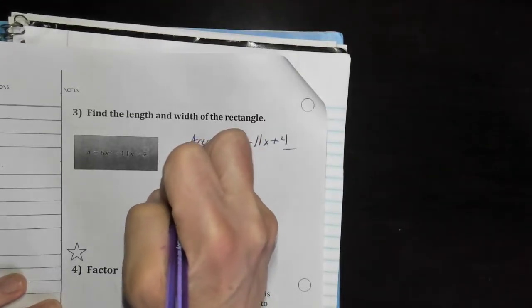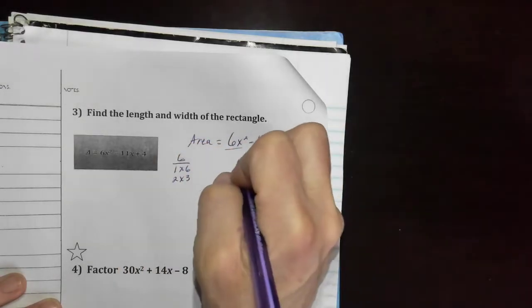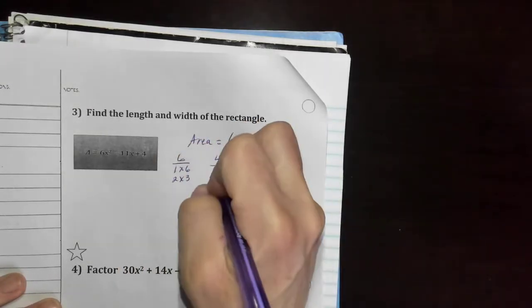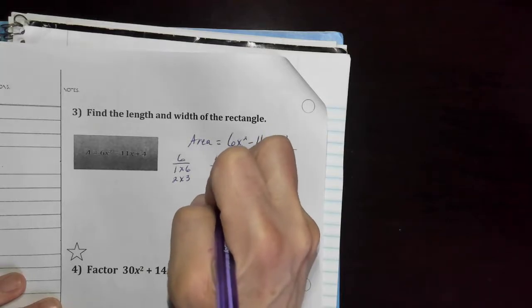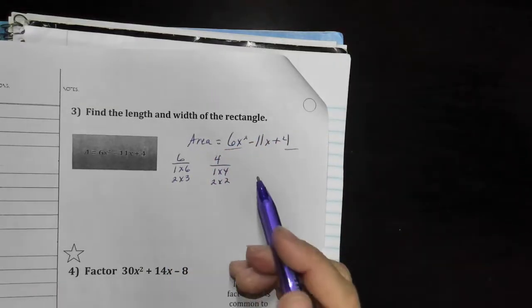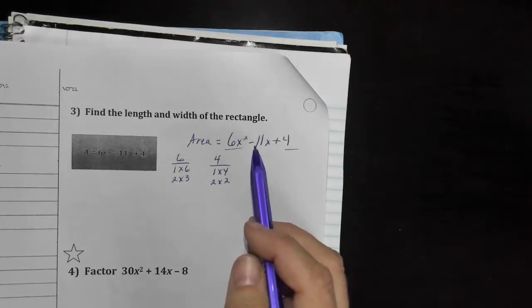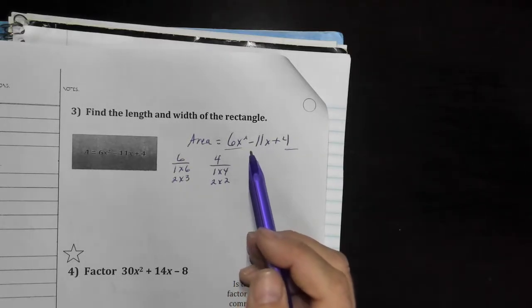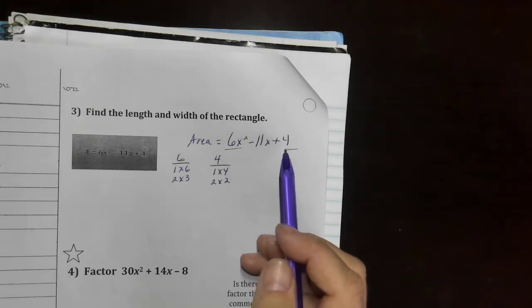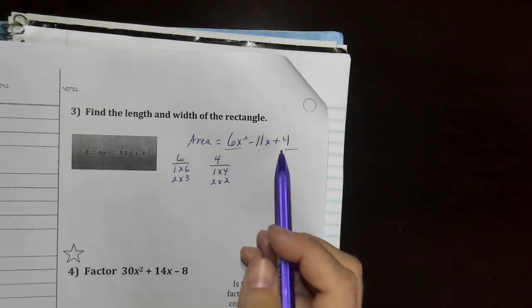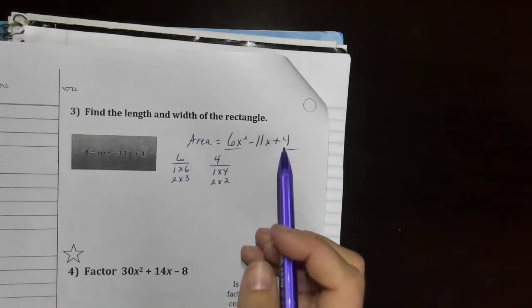6 can be 1 times 6 or 2 times 3. And 4 is 1 times 4 and 2 times 2. Okay, I see that this is not a plus situation all the way across, so I will need to have a sum that makes something negative and a product that makes something positive. So 2 ways to get positive numbers.